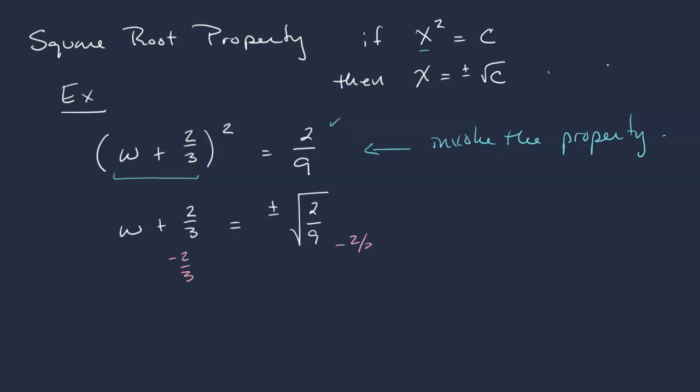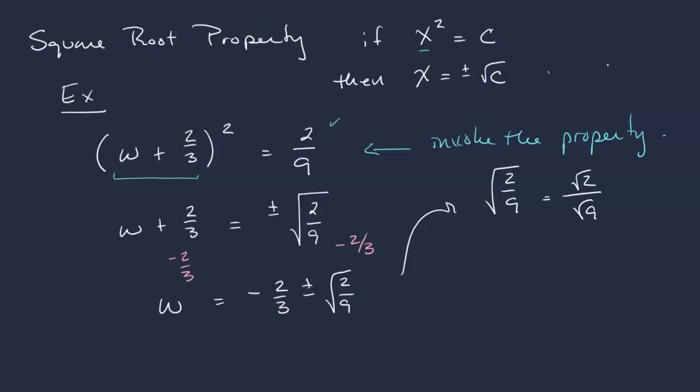2/3 on both sides to get that w isolated is equivalent to negative 2/3 plus or minus the square root of 2/9. But the square root of 2/9, by the rules of radical manipulation, is the same thing as the square root of 2 over the square root of 9, and that's the same thing as root 2/3.